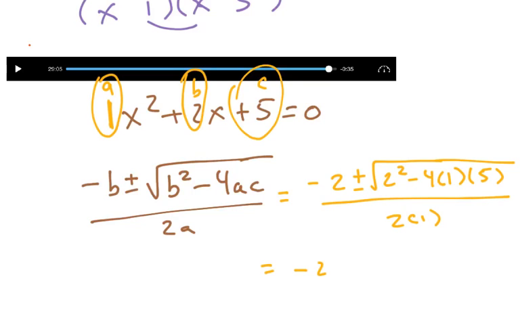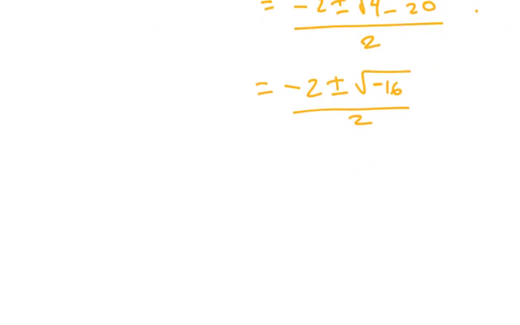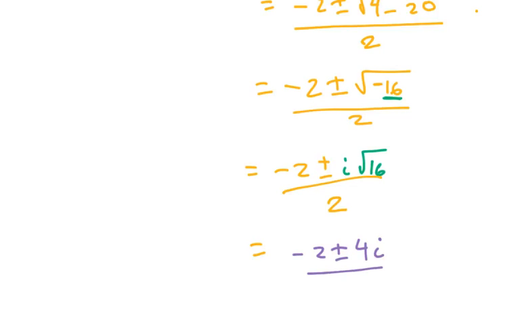So solving this, we get negative 2 plus or minus square root. This is going to be 4 minus 20 all over 2, which is going to give me negative 2 plus or minus square root negative 16 over 2, which if I keep going, because it's negative, we can take out an i, but the square root of 16 is 4. So let me actually write it out. It's going to look like this. But because the square root of 16 is 4, I have negative 2 plus or minus 4i over 2.